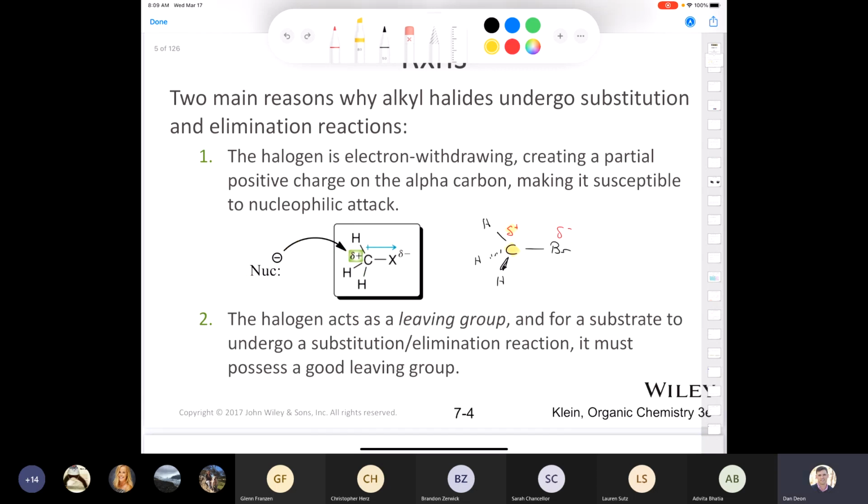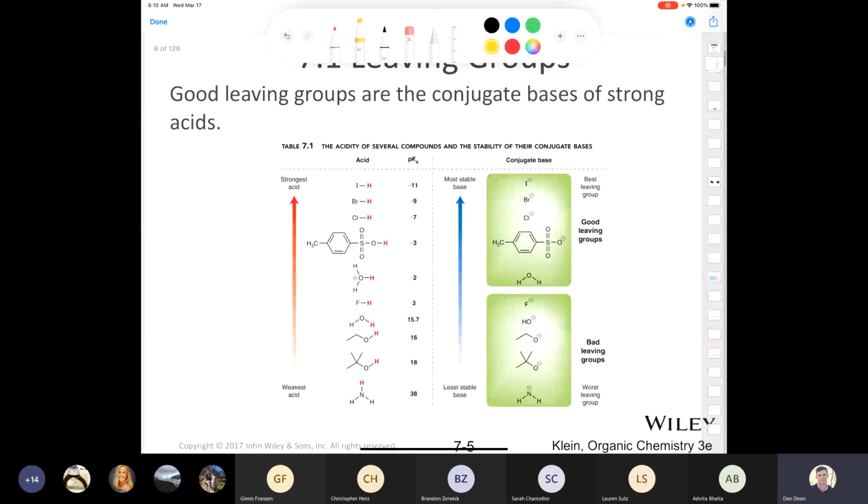There we go. And the halogen acts as a leaving group, and we touched on the idea of leaving groups in chapter 6 when we studied leaving groups. So the halogen acts as a leaving group in this case, and for a substrate to undergo a substitution or elimination reaction, it has to possess a good leaving group. And so you might be wondering, what makes a good leaving group? Well, we're going to figure that out. I mentioned it in chapter 6 briefly to you, but here we have it in a lot more detail.